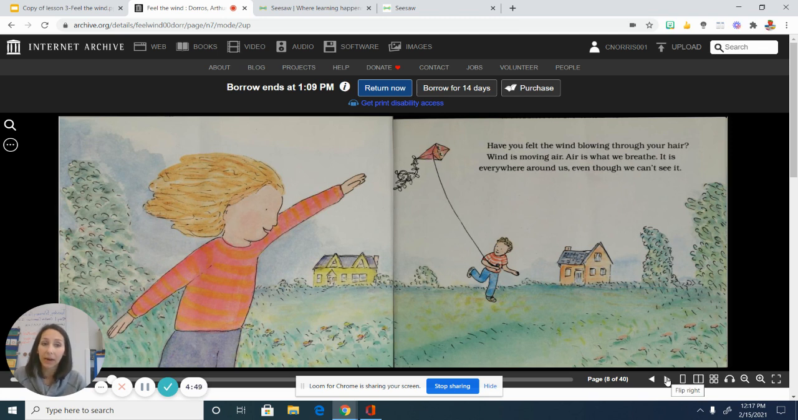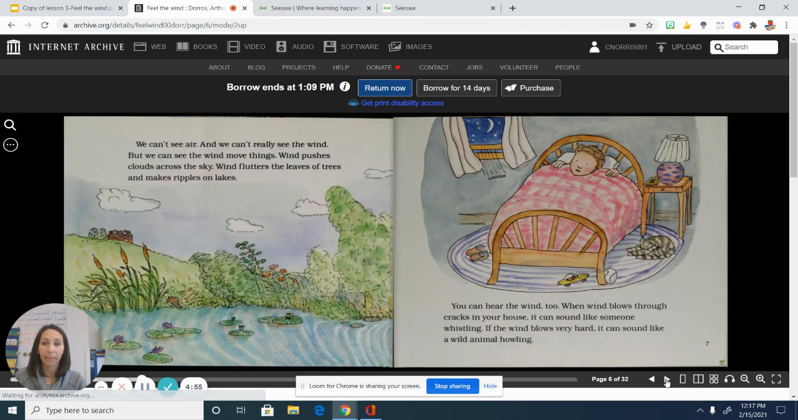Have you felt the wind blowing through your hair? Wind is moving air. Air is what we breathe. It is everywhere around us, even though we can't see it. We can't see air, and we can't really see the wind, but we can see the wind move things. Wind pushes clouds across the sky. Wind flutters the leaves of trees and makes ripples on lakes. You can hear the wind too.